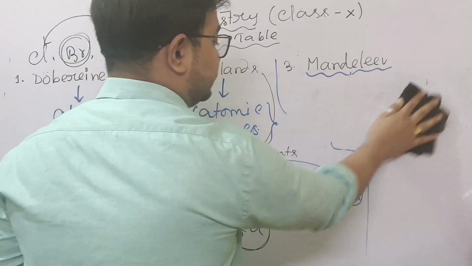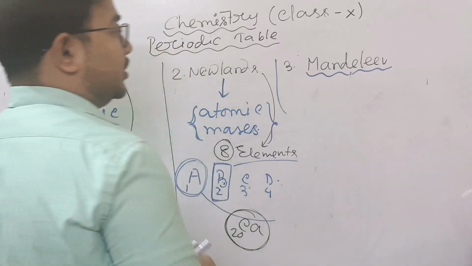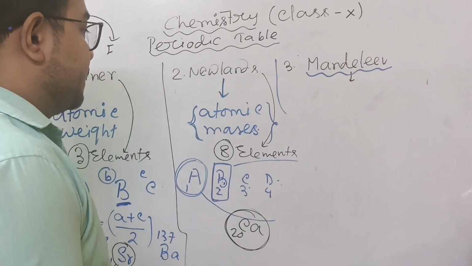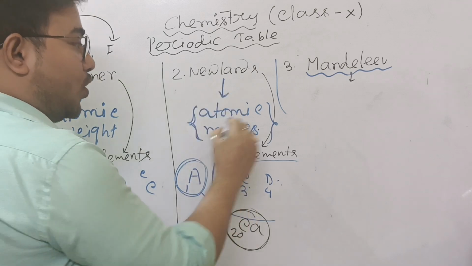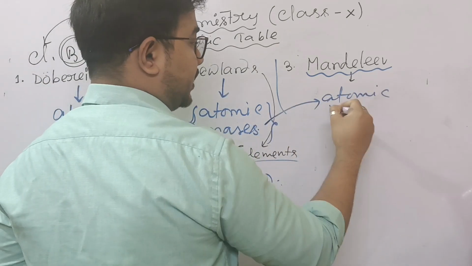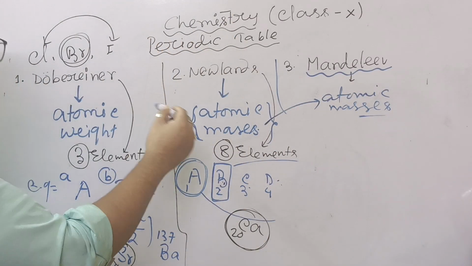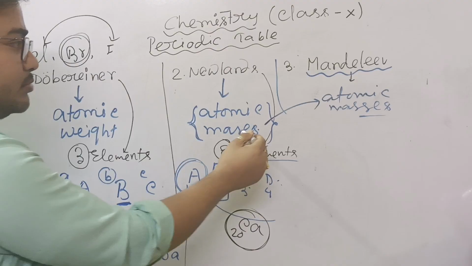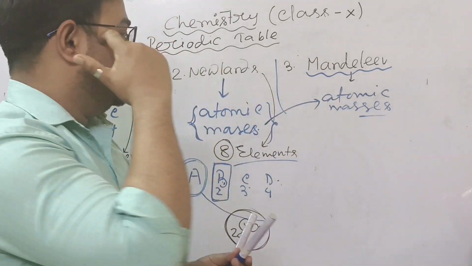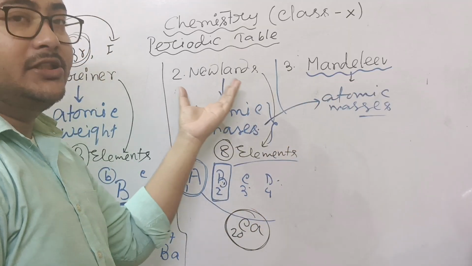Now what is the law? What is the Mendeleev periodic law? Mendeleev's periodic law is also related to atomic masses. Döbereiner's triad law is related to atomic weight. This is atomic masses. Mendeleev also used atomic masses. So since these two are related to atomic masses, think again about the other law.